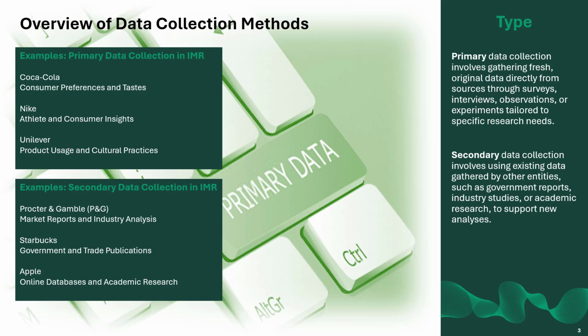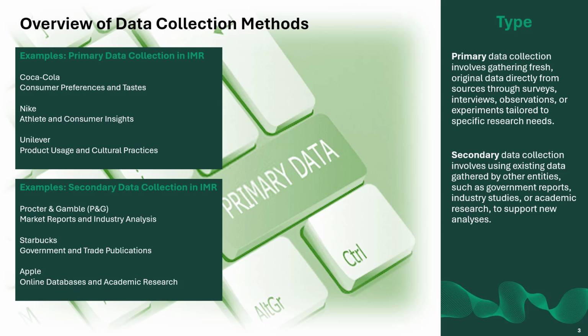Well, let's start off with some overview of data collection methods and some examples in particular. The basics of data collection methods include primary and secondary data. As I mentioned, now we're going to dig deeper. Primary data collection involves gathering fresh, original data directly from sources through surveys, interviews, observations, or experiments tailored to specific research needs. Secondary data collection involves using existing data gathered by other entities, such as government reports, industry studies, or academic research to support whatever new analysis we want to do. We're going to make the primary versus secondary data collection much more detailed shortly, but the easiest way to start the session is with some examples.